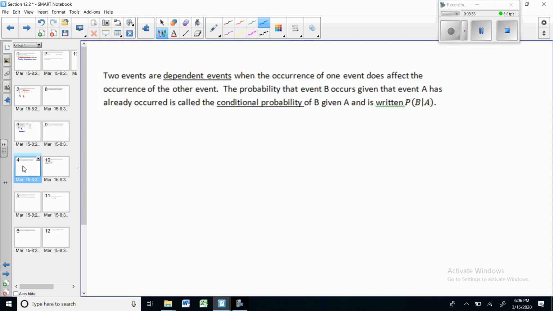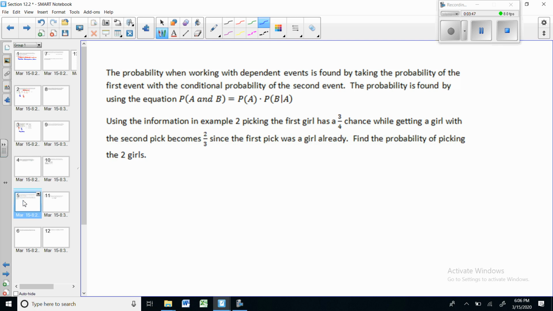Two events are dependent when the occurrence of one event does affect the occurrence of the other. The probability of event B occurring, given that event A has already occurred, is the conditional probability of B given A and is written using that formula there. So the probability when working with dependent events is found by taking the probability of the first and multiplying it by the second. So you're multiplying your probabilities together whether it's independent or dependent events. In the information we just worked through, we said that our probability of picking a girl first was 3 out of 4, and the probability of picking a girl second was 2 out of 3.